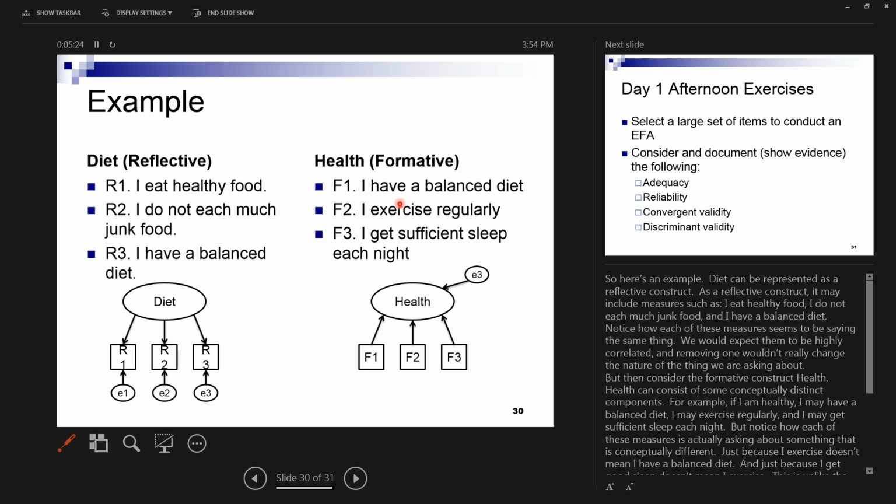Anyway, so that's that. Dr. James? Yes, Dr. James. Sorry. Why is there error in the formative, but in the reflective there is no error? So the error on a reflective is on the items themselves. The error on a formative is on the latent construct. Why is this? Because it's the thing you're predicting that has the error. That's just the way it rolls. The thing you're predicting has error.